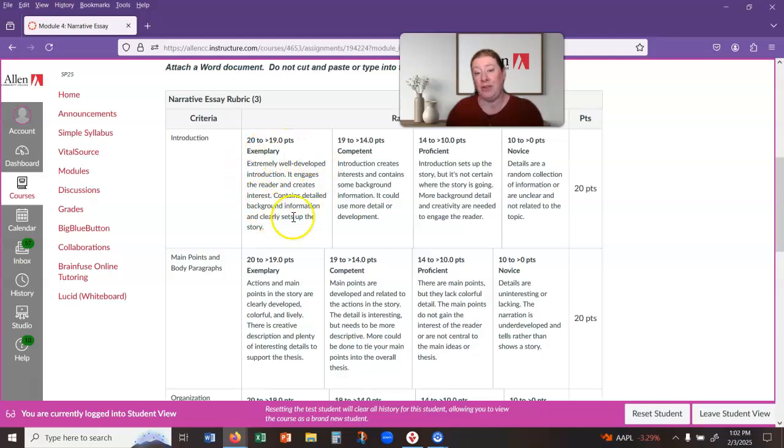You want to feel like your essay is within the exemplary and competent level, because if it's in proficient versus novice, those are going to be C's and D's versus A's and B's. So you want to look over your essay, read through it, and then look at this rubric and make sure that you feel like you're within that. Shoot for the exemplary category.